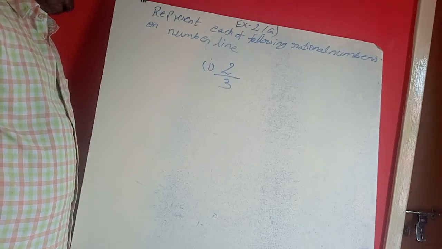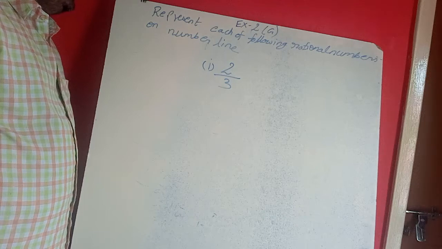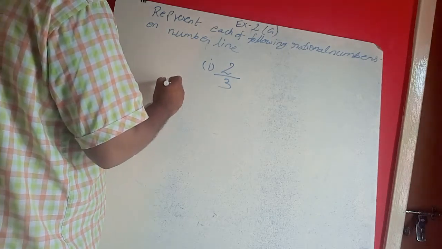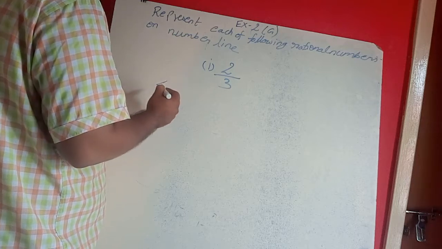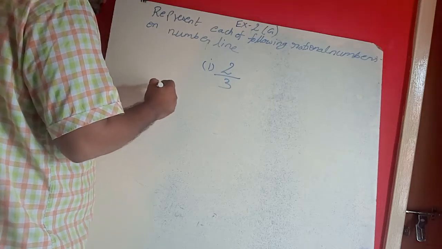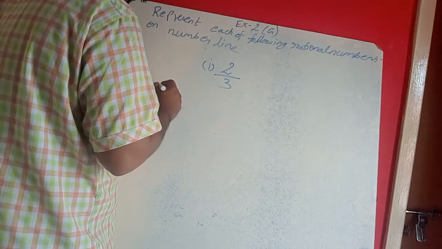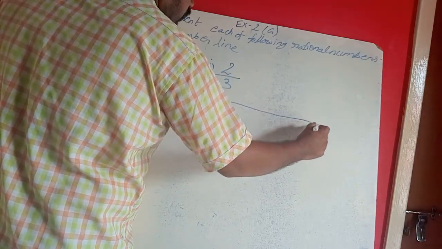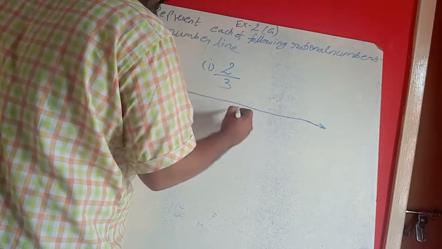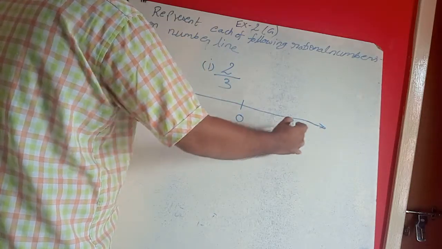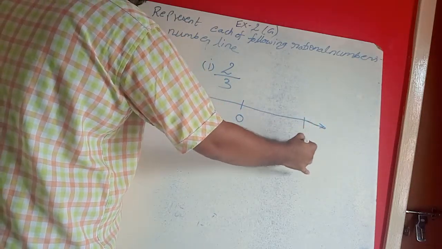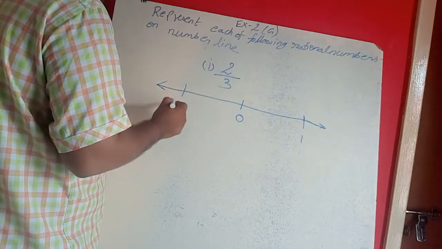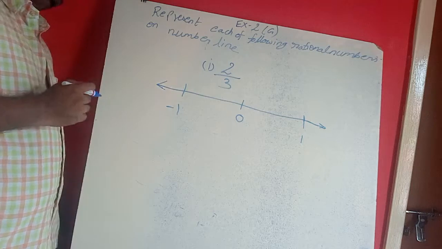So the first question is, given 2 by 3, we have to represent this on a number line. For the number line, we know that rational numbers do not have a starting point and there is no ending point, like integers. Pluses are there, minuses are there, we have to understand. So draw a line and put down 0, take a little gap, put 1, take a little gap, put minus 1. 0, 1, minus 1 we have to take.